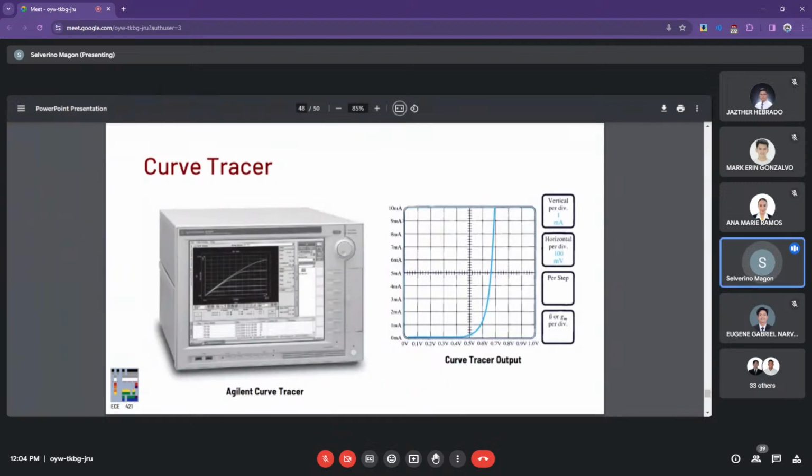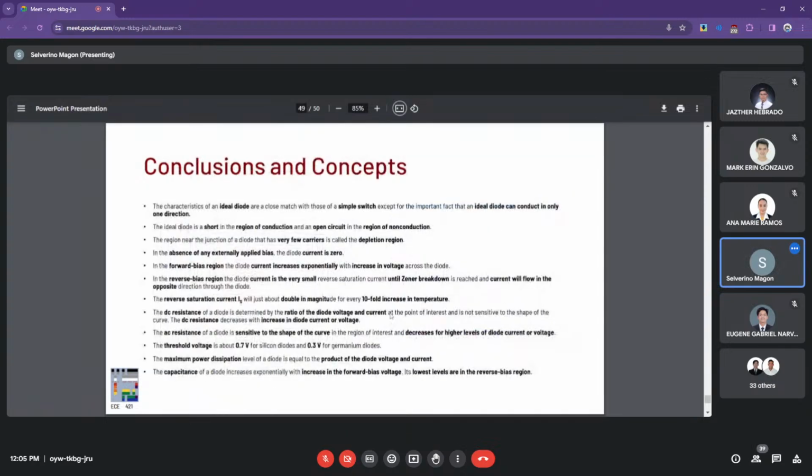A curve tracer can even provide more intuitive data on the response characteristics of diodes by plotting the entire voltage and current responses. And here are some of the key ideas that we've shared in the previous discussion. So kindly check for some of the pertinent details here.